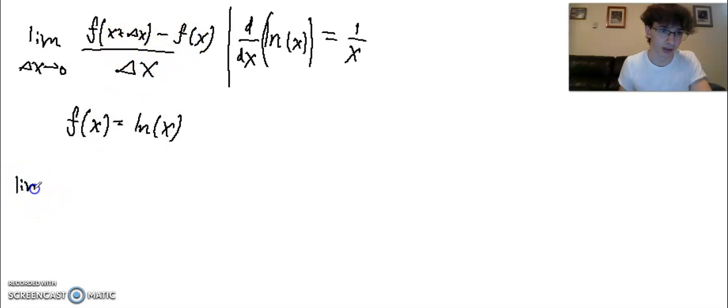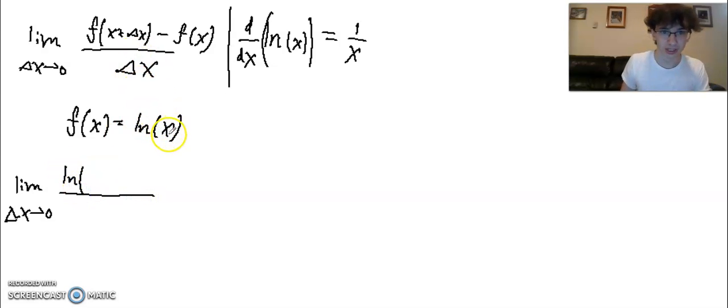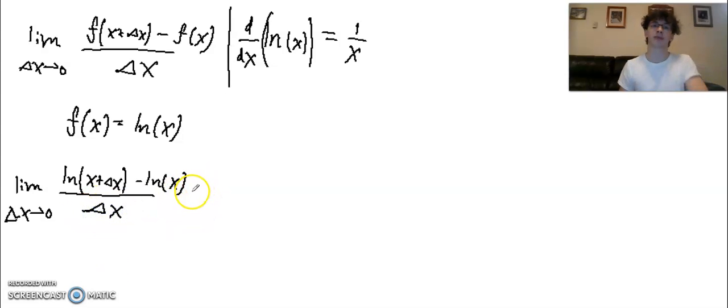We have the limit as delta x approaches 0 of ln of, remember, x equals x plus delta x right here, so x plus delta x, minus ln of x, all over delta x.